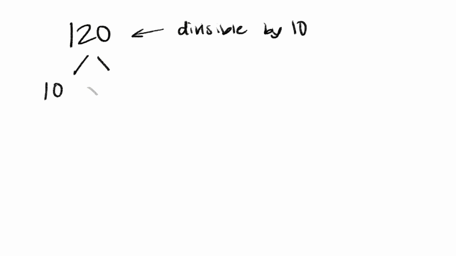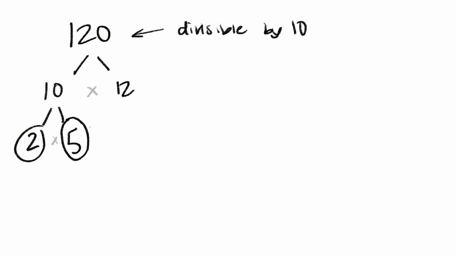Let's try 120. You might want to take this a different route, but I see 0 at the end and know right away that this number is divisible by 10. I'll add little branches to split 120 into 10 times 12, and then I'll work on 10 first, but don't let me forget about the 12 later. 10 is split into 2 times 5, which are both prime, so we can just circle these numbers and forget about that branch. Let's go back to the 12 that we left earlier, since that can be factored further.